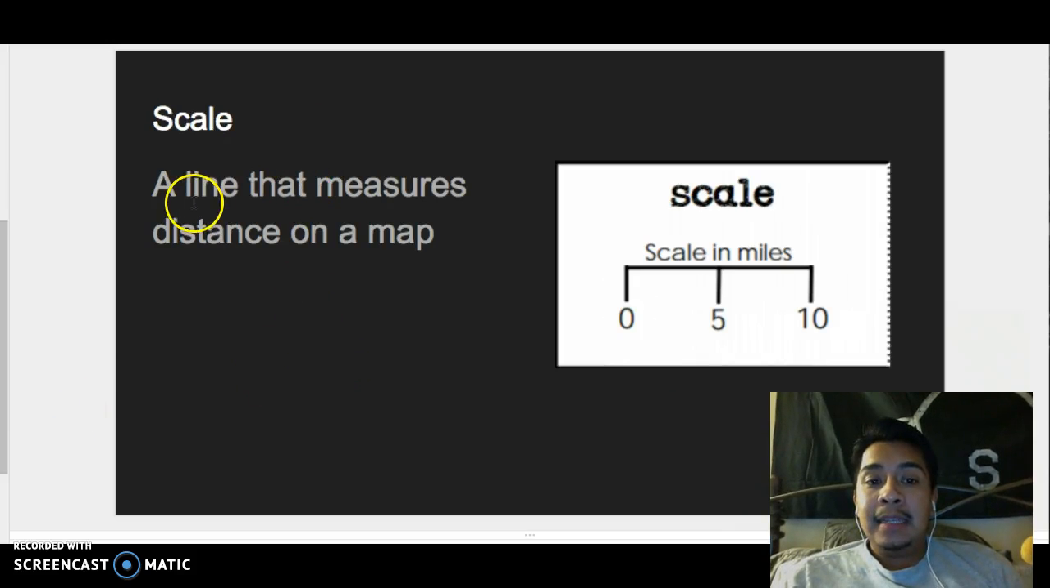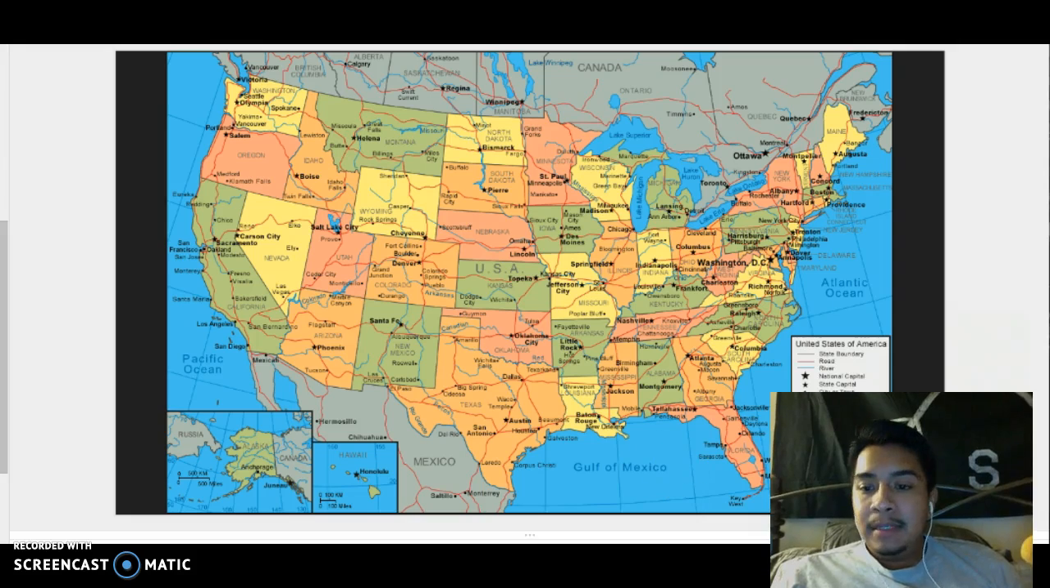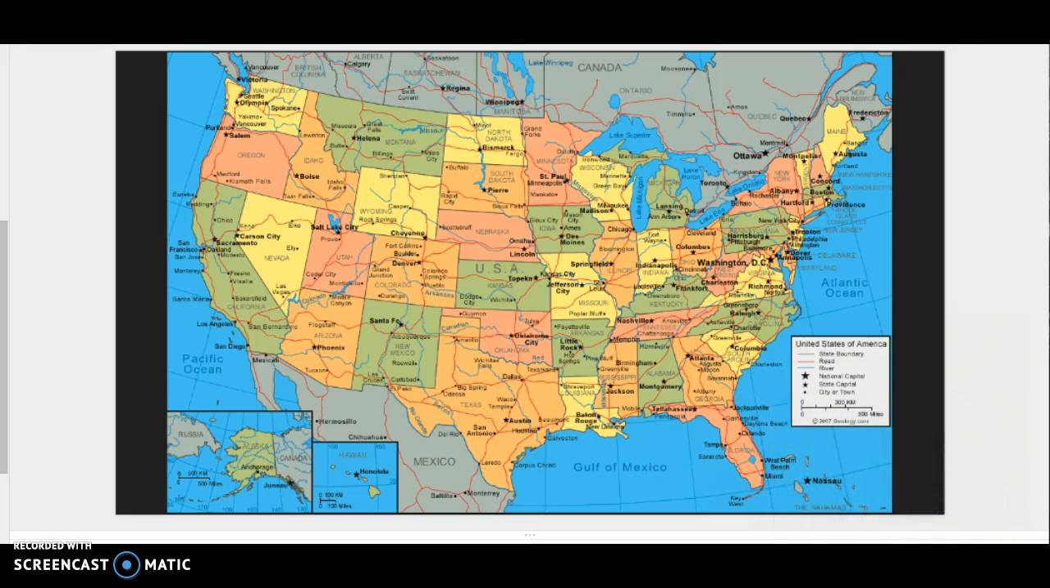A scale is a line that measures the distance of a map. So for example, if this is 1 inch right here, then it is equal to 5 miles. If this is 2 inches right here, then it is equal to 10 miles. Let's go back to this map right here. If we look at the map key, you're actually going to see a scale down here as well. If you take a ruler and you measure this, and then you measure the distance from Santa Fe to Oklahoma City, you're able to calculate truly how many miles it is from those two places.